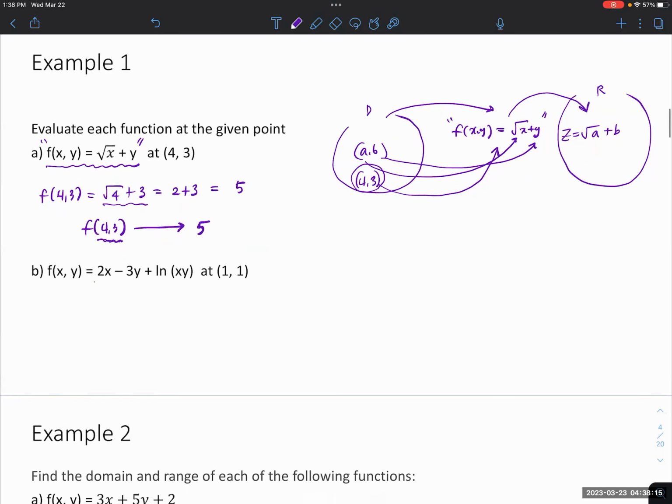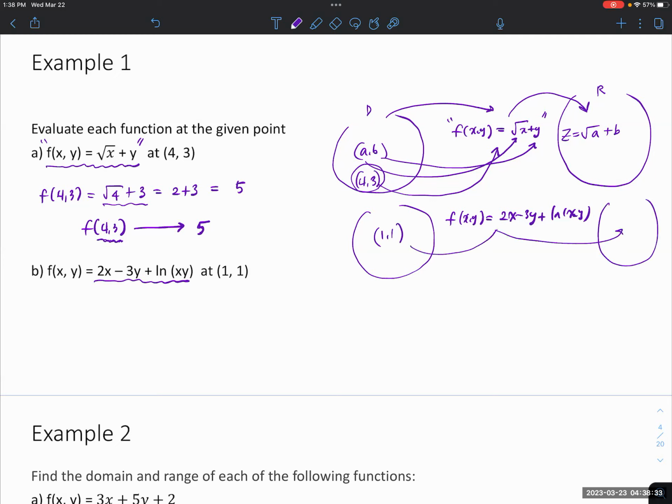Same thing. So now your function is more complicated. Now your function is going to be 2x minus 3y plus ln xy. Your domain is the coordinate points, the collection of all the coordinate points. And this time I have 1, 1. I want to find out the corresponding outcome. So just plugging in, right?